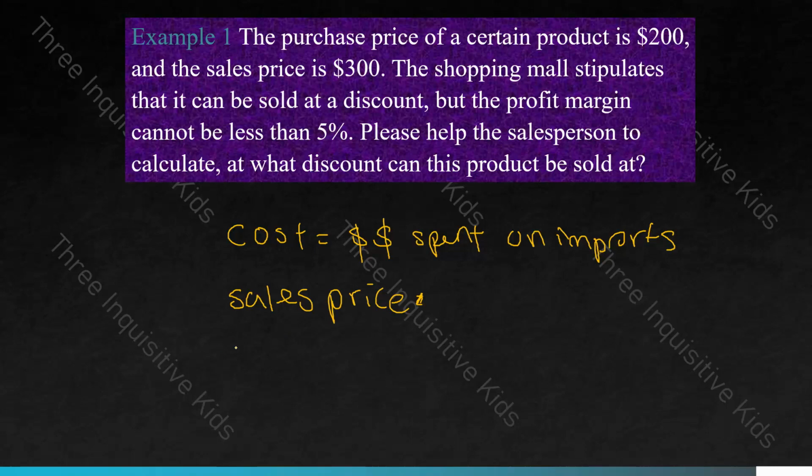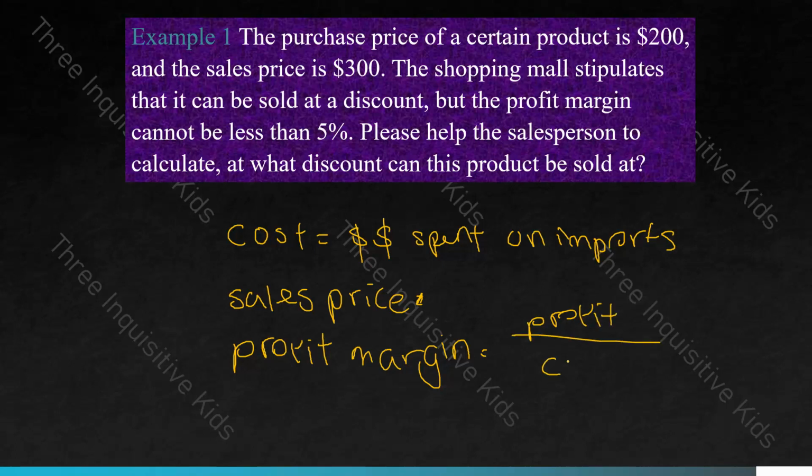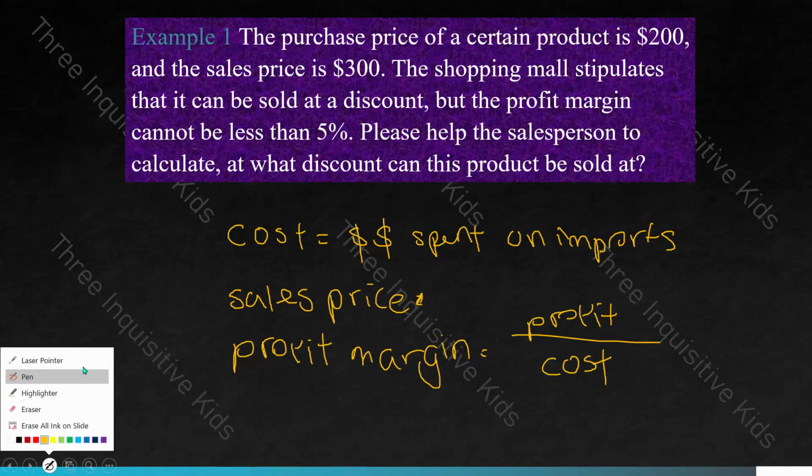The profit margin, this is probably the one that many people are confused about. What is the profit margin? Well, I suspect you already know what profit means. The amount that you gain after your expenses. The profit margin is equal to the profit divided by the cost. So how much of your cost did you gain back?